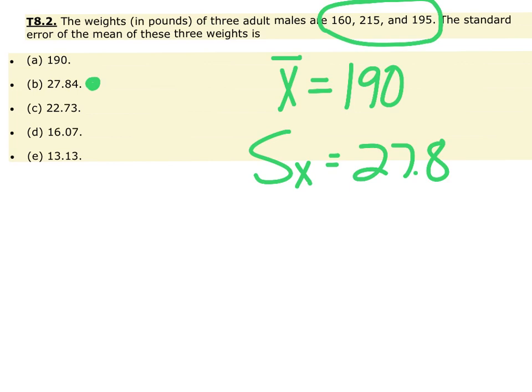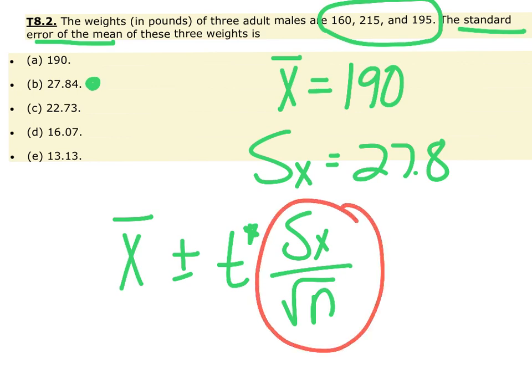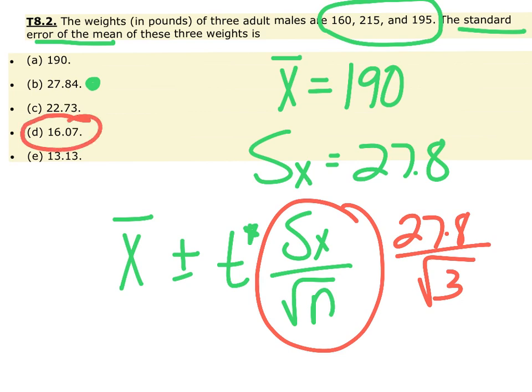What they want in this case is they are asking for the standard error of the mean. Remember, when we look at the confidence interval for the means, it's going to be x bar plus or minus the critical value for t, and then s of x over the square root of n. This value right here that I just highlighted, this is called the standard error. So to compute the standard error, you're just going to put this in here. Our sample size in this case is 3. When you simplify that, you will get the exact answer, which is letter D.